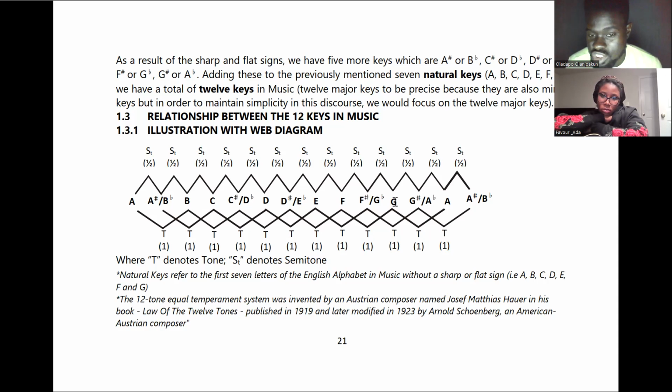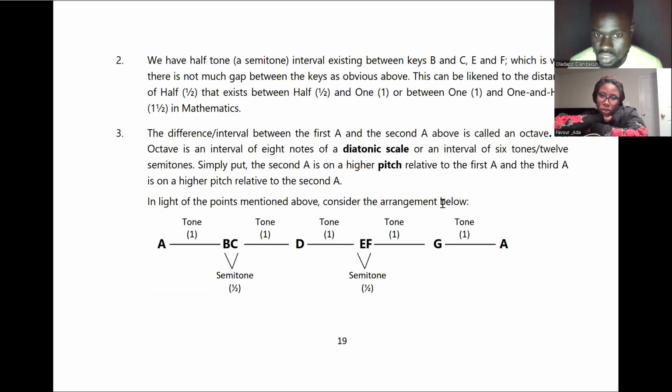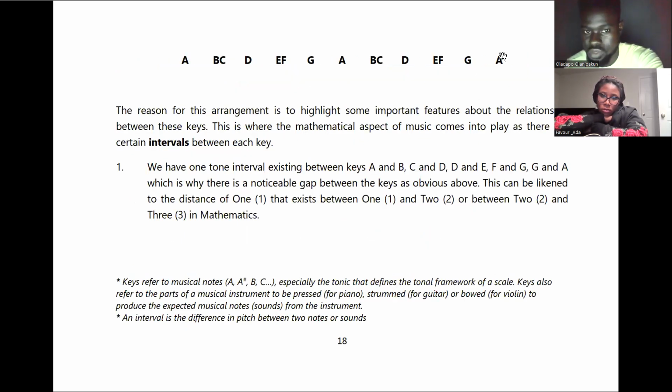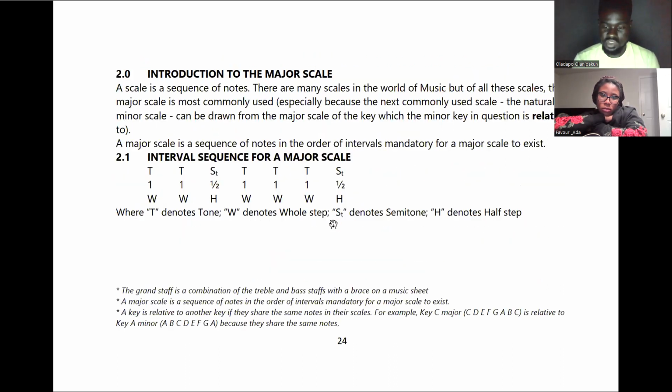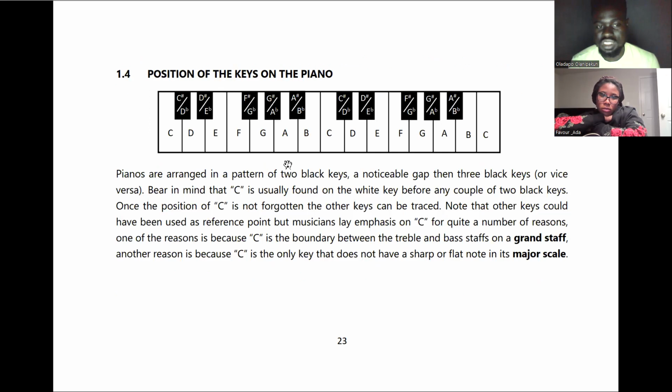Then look at G also. From G we go all the way back to A, like we have here, right? But between G and A, we have G sharp or A flat as well. Then we're back here again, A to A sharp and the likes. Okay. So if that's settled, these are where the notes are on the piano.